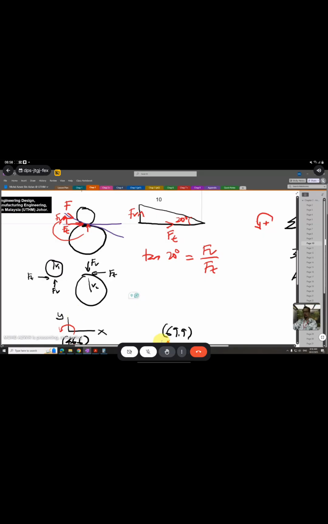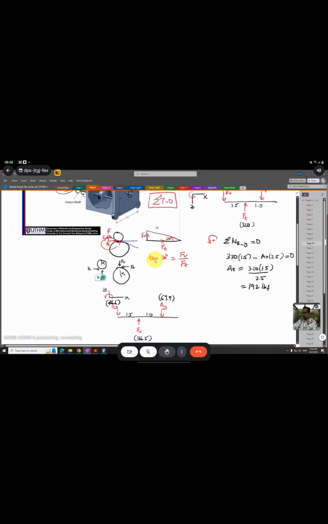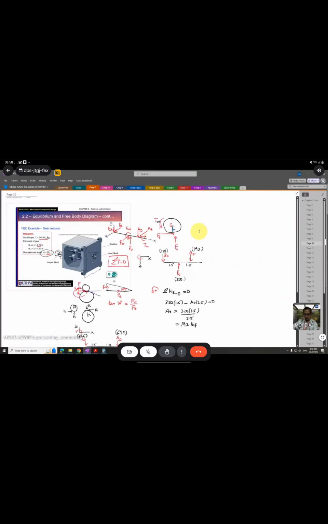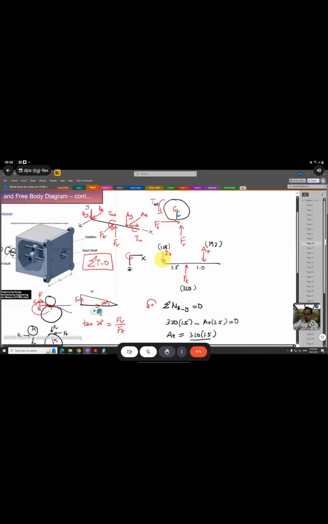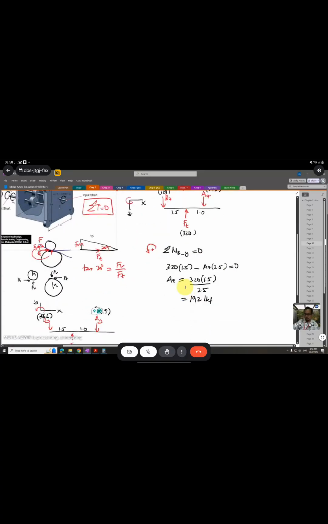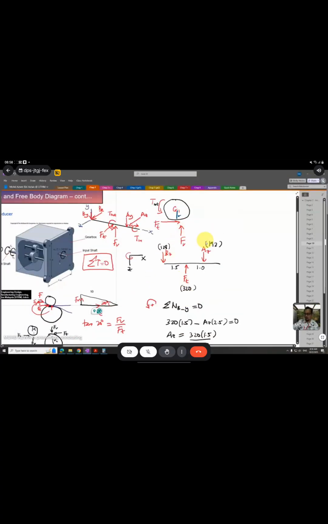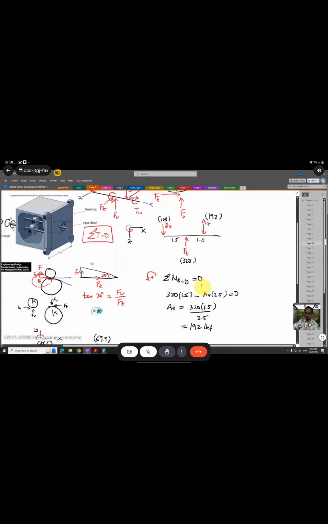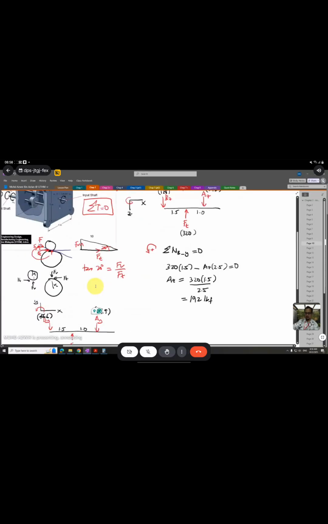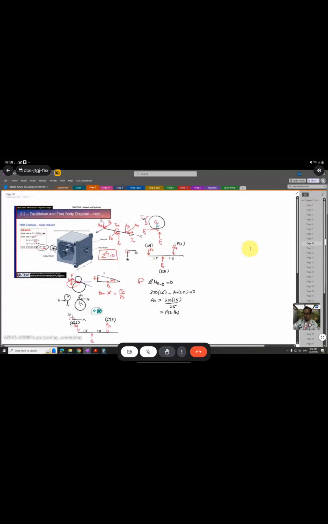Only the difference is torque, but if you look at the calculation of force here, there is no torque calculated in this. Just the torque here we are going to use to calculate the FT and FR at the gear. And then after that you can calculate everything. Okay, so any question?